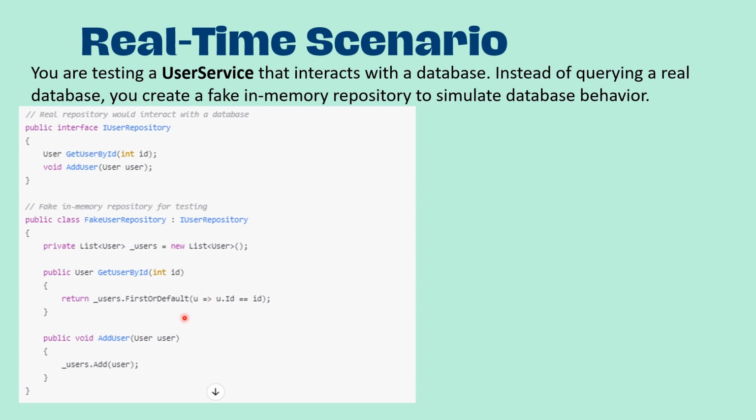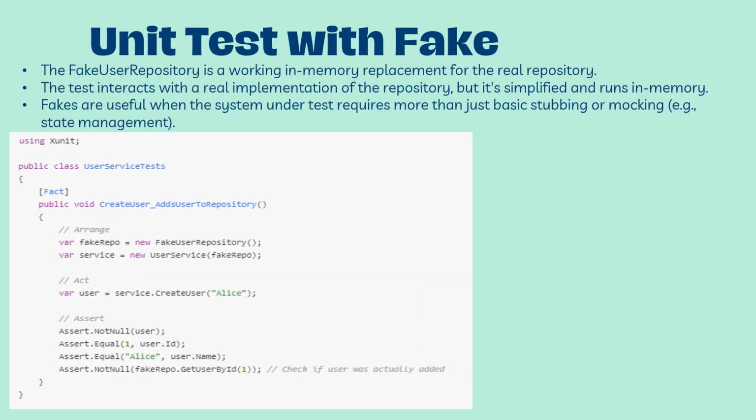The fake data can be generated using any third-party library like Bogus. If you are interested, go Google it, and I will provide the link for Bogus. But in this, we are just going to implement a very simple fake user repository, right? So we will understand this using Visual Studio. Let me open Visual Studio, and we will see how to write a unit test using the fake concept, right?